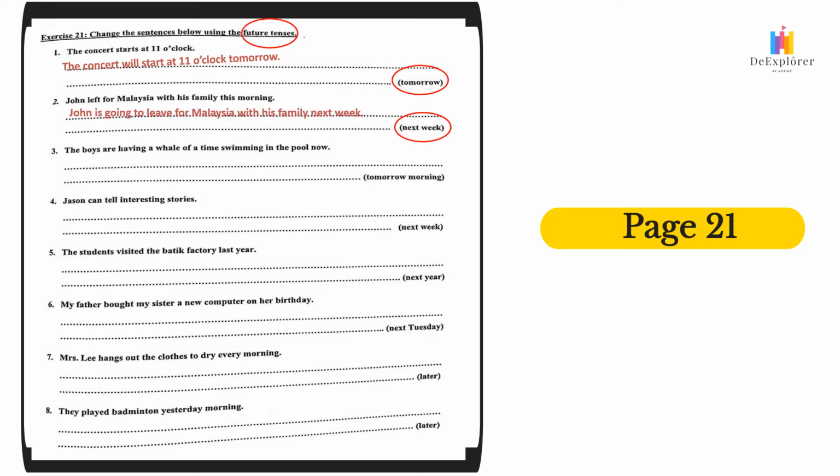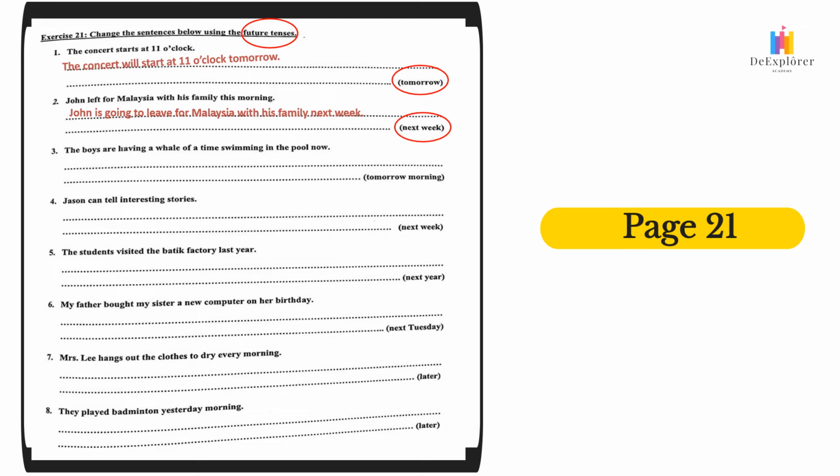John is going to leave. So John is going to leave for Malaysia with his family next week. See, so next week, the time this morning cannot be used anymore, use the time next week. So next week John will leave, going to Malaysia. With who? With his family. So your answer: John is going to leave for Malaysia with his family next week.